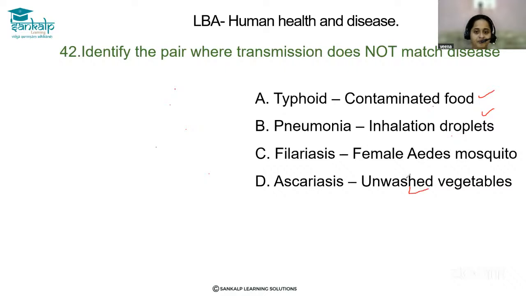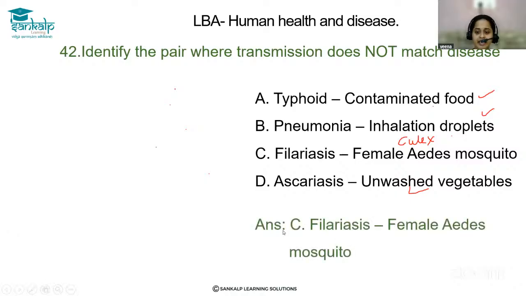That is also correct. What about filariasis? Filariasis is not caused by the female Aedes mosquito, right? It is caused by the Culex mosquito, right? So which is not a correct match here? The C. So the correct option is option C. Filariasis with female Aedes mosquito is the mismatched pair.